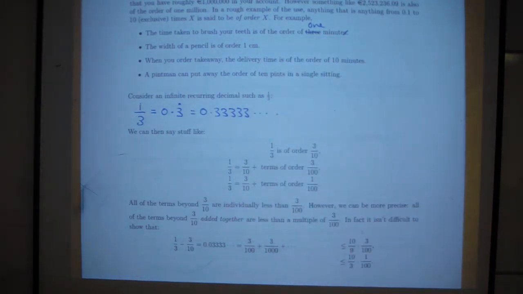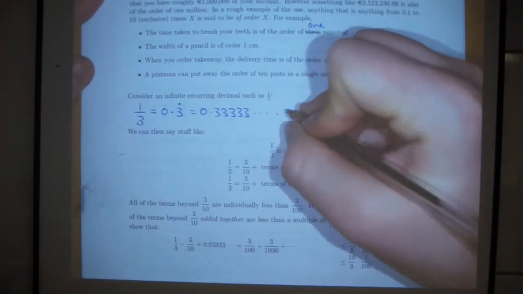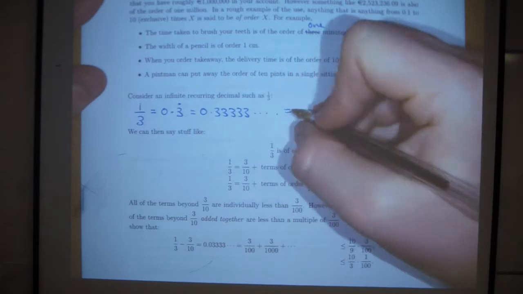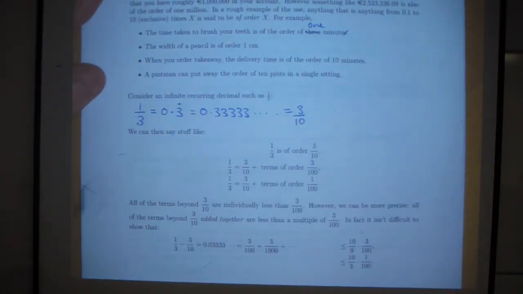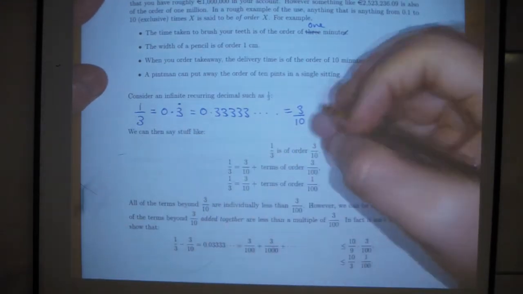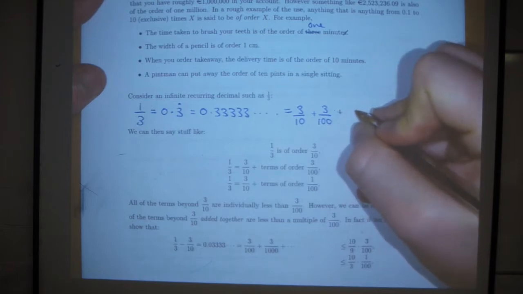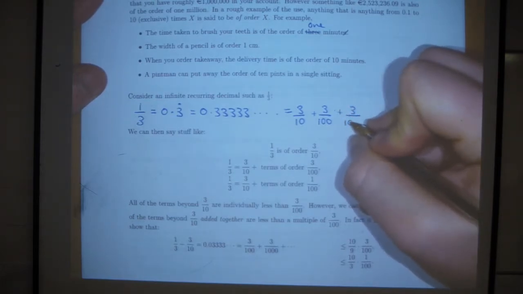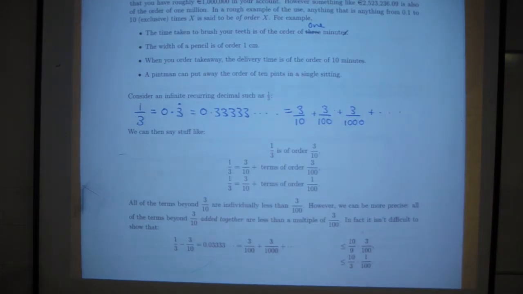Okay. And then we can say a little bit more here. The first thing here is actually 3/10. Think about that for a second. 3/10, yeah, 0.3 is 3/10. And the 0.03 is 3/100ths. And then you've got 3/1000ths. Plus, go on and go on, and so forth and so forth.